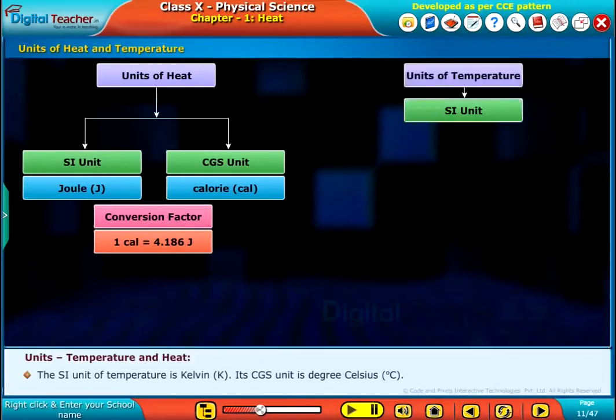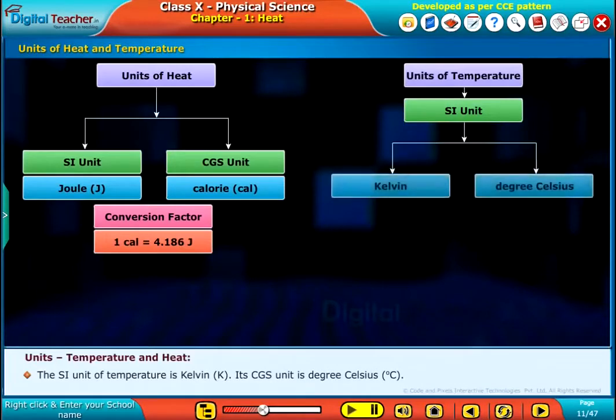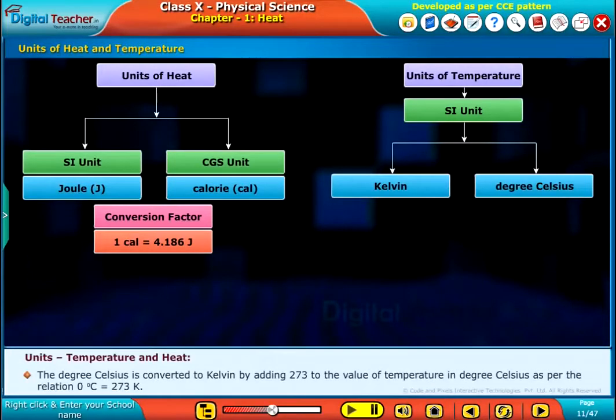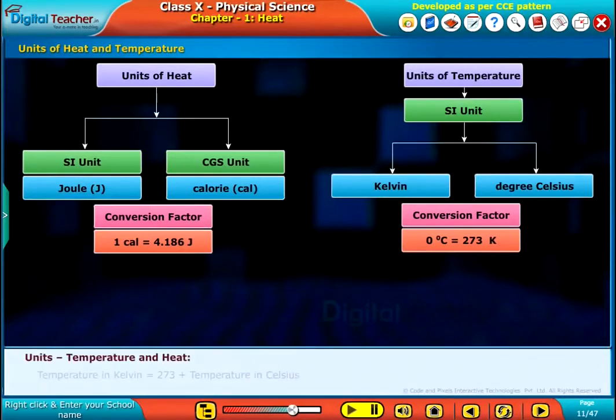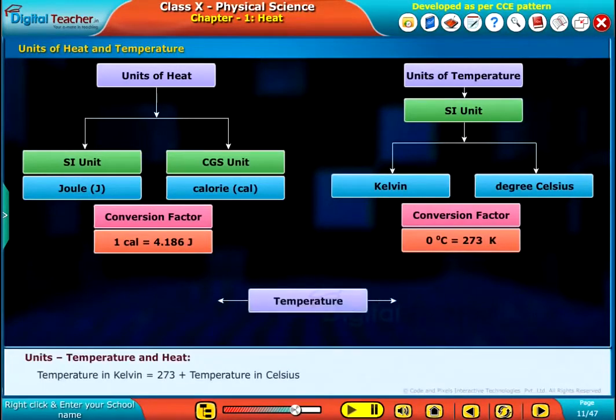The SI unit of temperature is Kelvin, K. It is also expressed in degree Celsius, C. The degree Celsius is converted to Kelvin by adding 273 to the value of temperature in degrees Celsius as per the relation 0 degrees Celsius is equal to 273 Kelvin. Temperature in Kelvin K is equal to 273 plus temperature in Celsius.